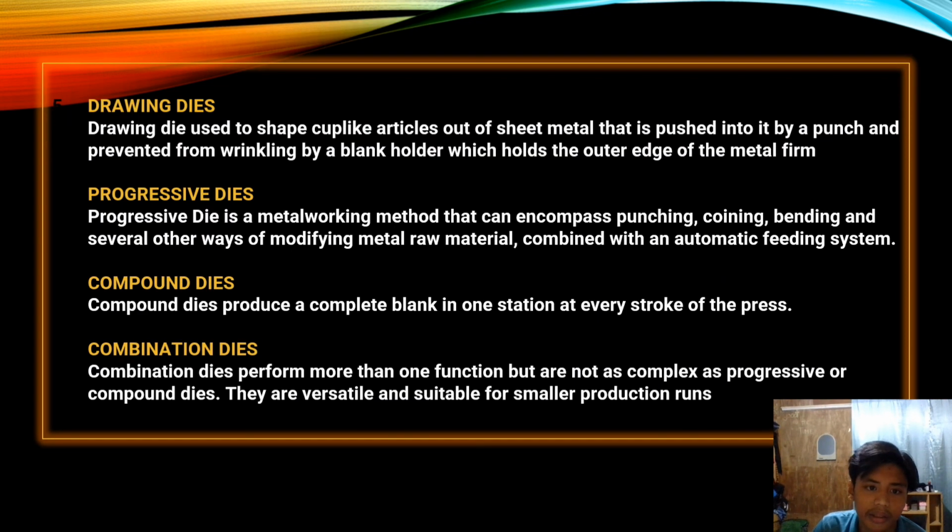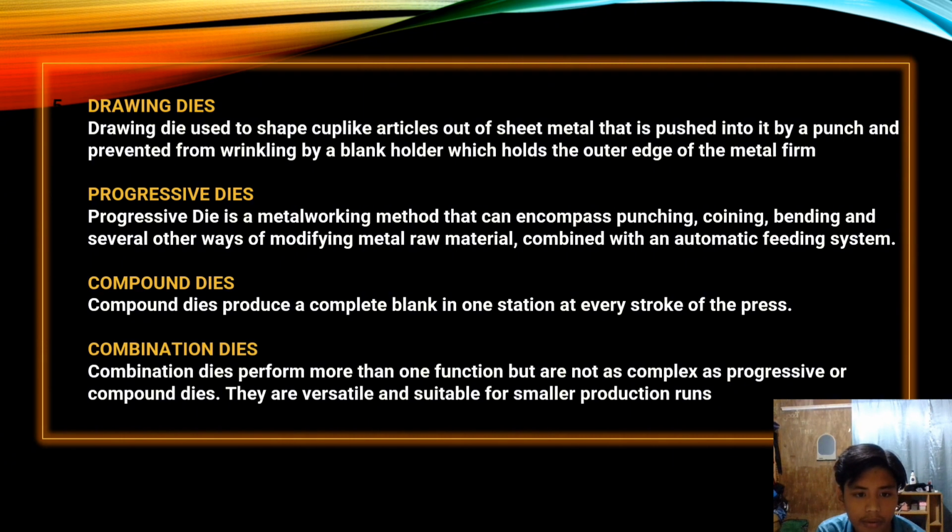Drawing die. A drawing die is used to shape a cup-like article out of sheet metal and is punched into it by a punch and prevented from wrinkling by a blank holder, which holds the outer edge of the metal form. Progressive die is a metalworking method that can encompass punching, coining, bending, and several other ways of modifying metal raw material, combined with an automatic feeding system.